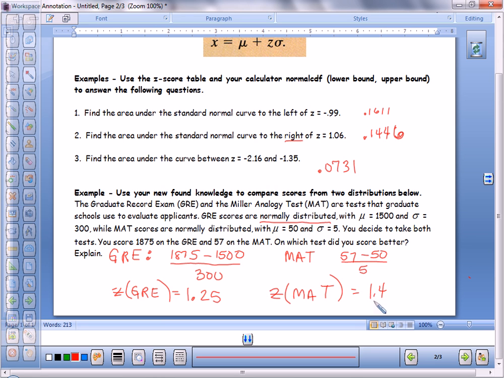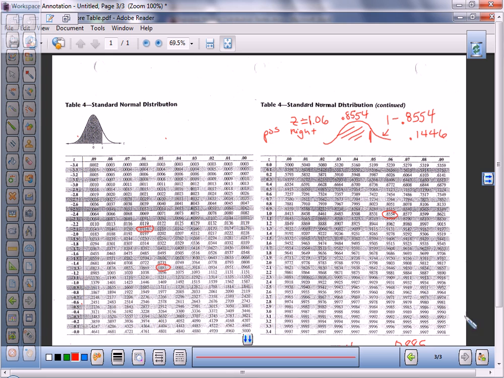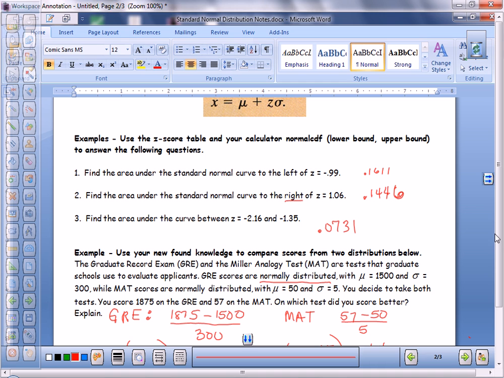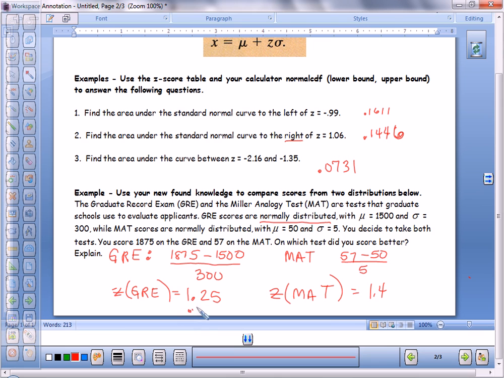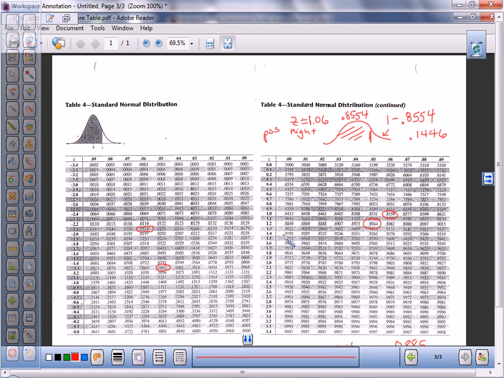The MAT. And we can even do the conversions to figure out what your percentile would be compared to the population. If we looked up the 1.25, that would have you in the 89th percentile. It's a percentile of 0.8944. You would be in the 89th percentile, which is pretty good. Now, if we looked up the 1.40, that would have you in almost the 92nd percentile. So that would have you at 0.9129.